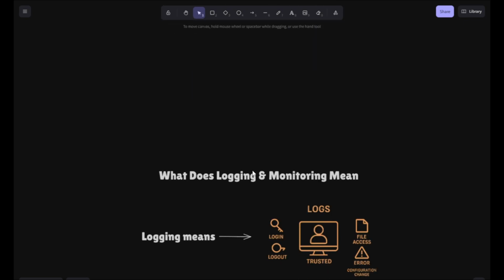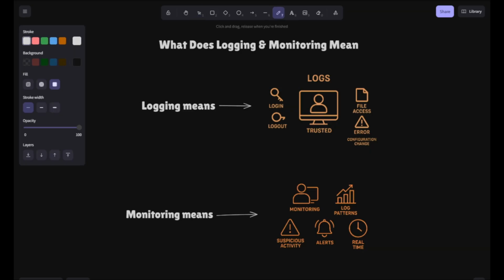What does logging and monitoring mean? Before we discuss the failure, let's clarify what security logging and monitoring are. Logging means recording events that happen on a system. Logins, logouts, failed login attempts, file access, errors, configuration changes, basically anything that helps reconstruct what happened later. Monitoring means actively reviewing these logs, preferably in real time, using tools that analyze patterns and trigger alerts when something suspicious happens. Together, they form the backbone of detection. Without logs, you can't know an attack even happened. Without monitoring, you might have the logs, but no one notices the red flags until it's too late.